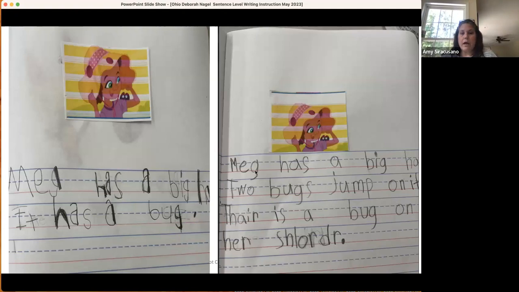Here's a couple more. Meg has a big hat. 2 bugs jump on it. There is a bug on her. Multisyllabic word. Great phonetic approach, right? So that's another way that you could kind of weave this into K-N-1. And even for EL students or older struggling students, there's nothing wrong with giving them an image about content and seeing what kind of response they can come up with if you're modeling, an access point for them.